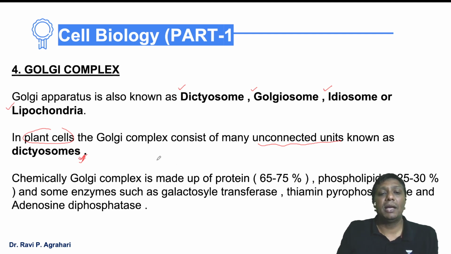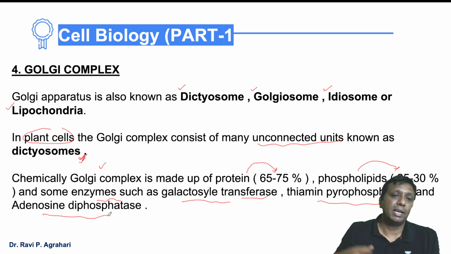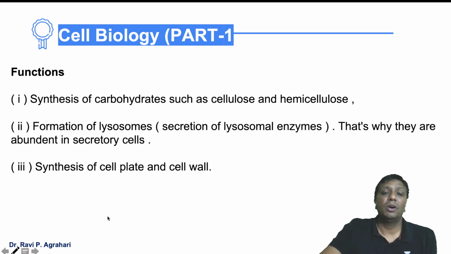If you go into the chemical nature of the Golgi complex, this cell organelle is made up of protein at a maximum of 75% and lipid-type material, phospholipid-type material, 25 to 30%. Apart from that, some other enzymes are also there in the Golgi complex, like galactosyl transferase, thiamine pyrophosphatase and adenosine diphosphatase. Many enzymes are also there, guys. This is a property of the Golgi complex.